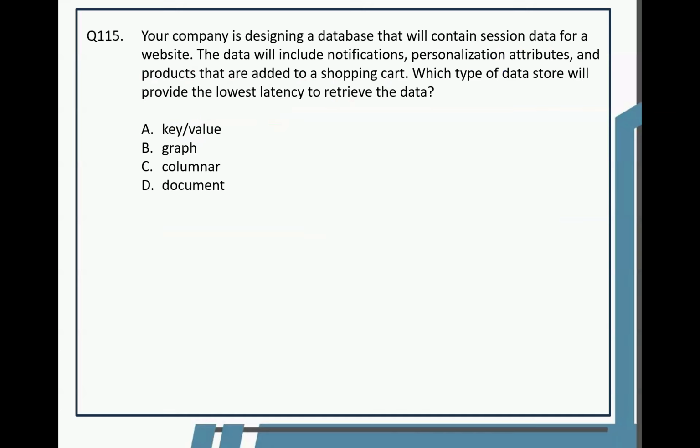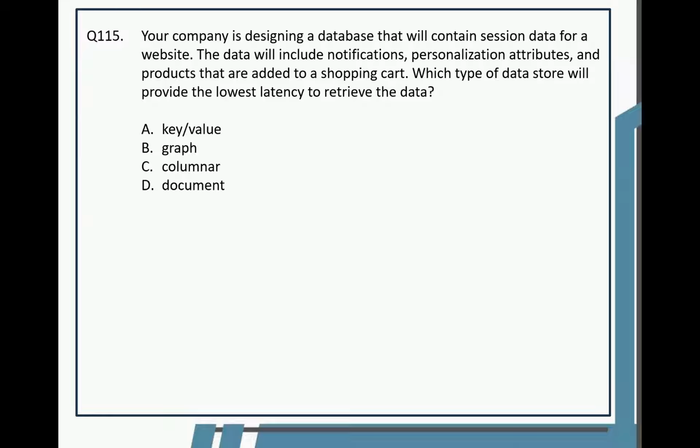Okay, in question number 115, your company is designing a database that will contain session data for a website. The data will include notifications, personalization attributes, and products that are added to a shopping cart. Which type of data store will provide the lowest latency to retrieve the data? Your options are key value, graph, columnar, document.